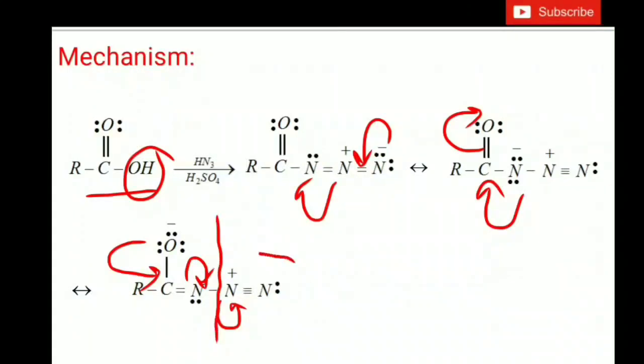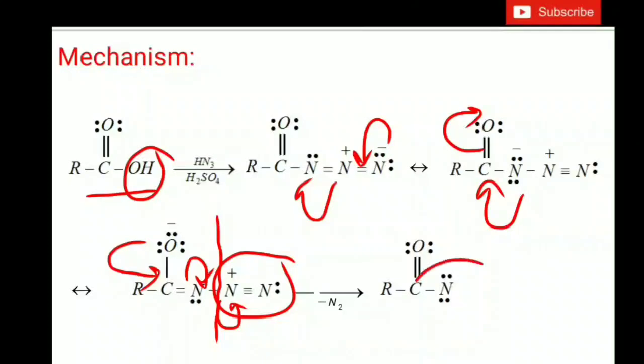It releases nitrogen molecule to give RCON. In this structure you can see only 6 valence electrons on nitrogen: 2 lone pairs of electrons and 1 bond pair of electrons. So this is called nitrene, a reaction intermediate. RCON is called acyl nitrene.